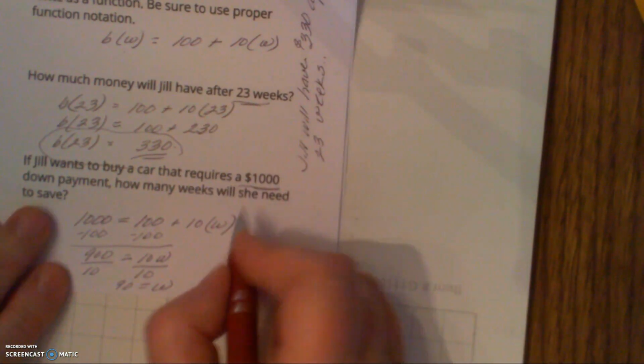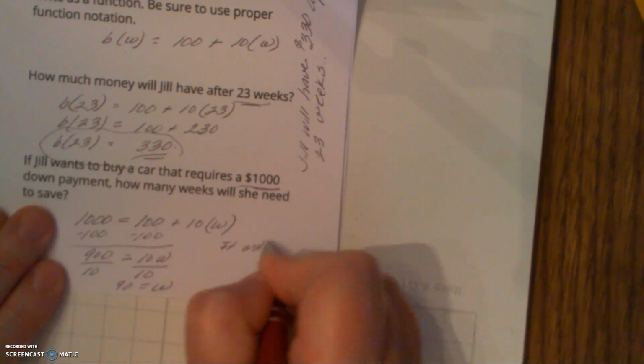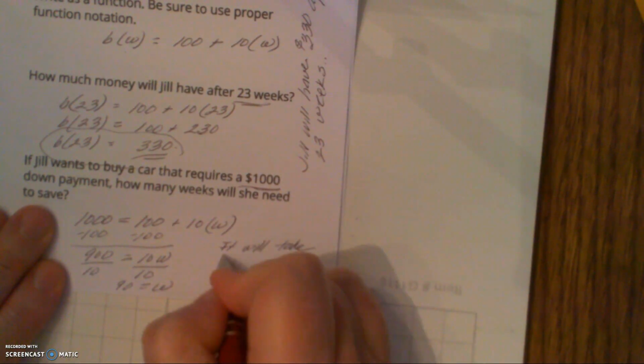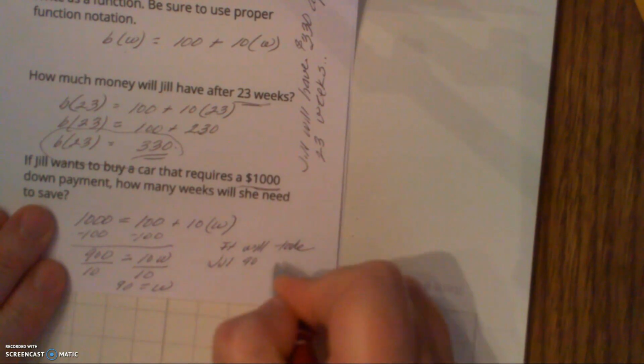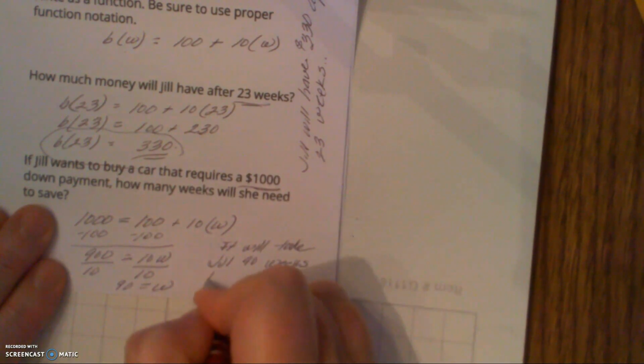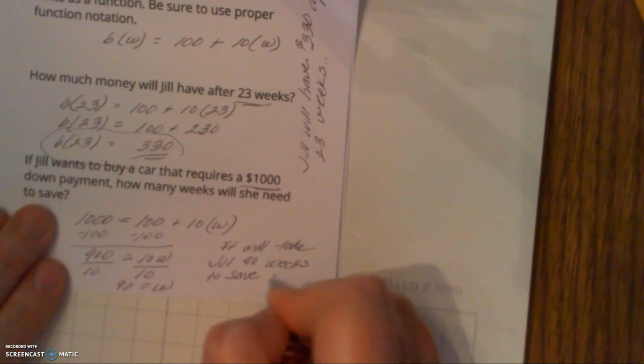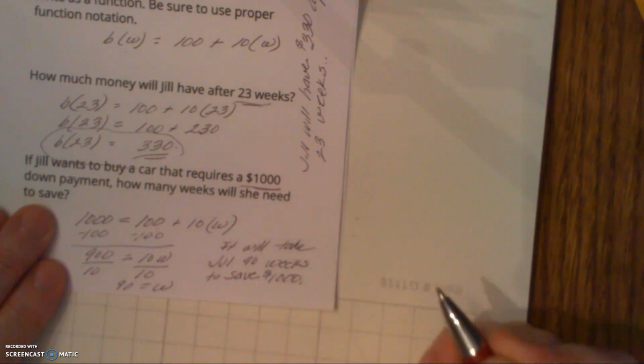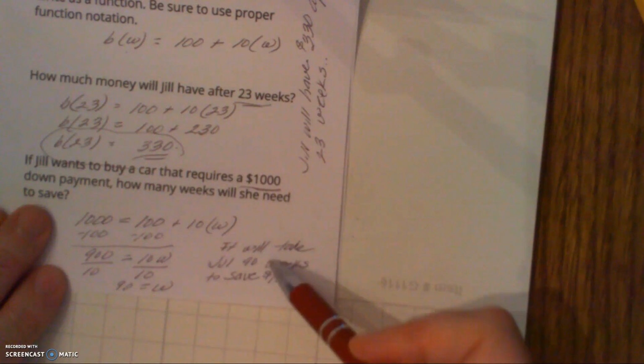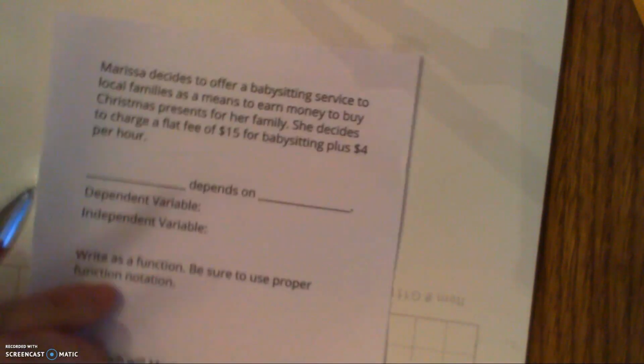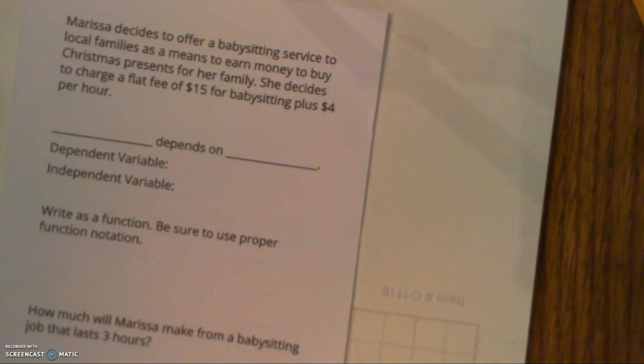So it will take Jill 90 weeks to save $1,000. Okay, so now we have it in numerical and we have it in written language. Now I want you to take and see, there are 2 more problems as you flip it over, okay? And we will go over that in a few minutes. I would like you to try and solve these on your own, and I'll be back in a few.